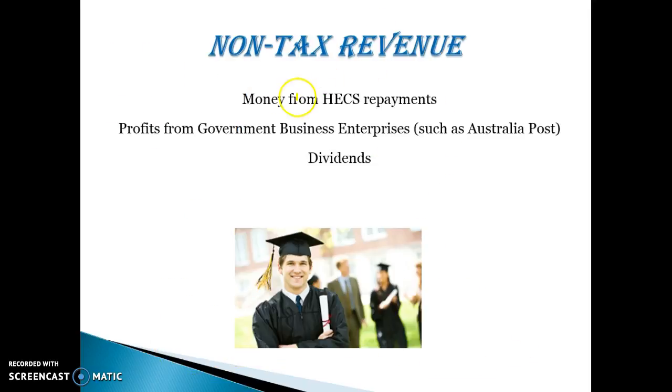There's also non-tax revenue. Non-tax revenue for the government would include any money they get from HECS repayments. So when you're paying back your HECS, even though that would be an expenditure for the government for education in the short term, when you pay it back, it's classified as a form of revenue. Any profits they make from government business enterprises, and any dividends they collect on any of their investments would go in here as well.